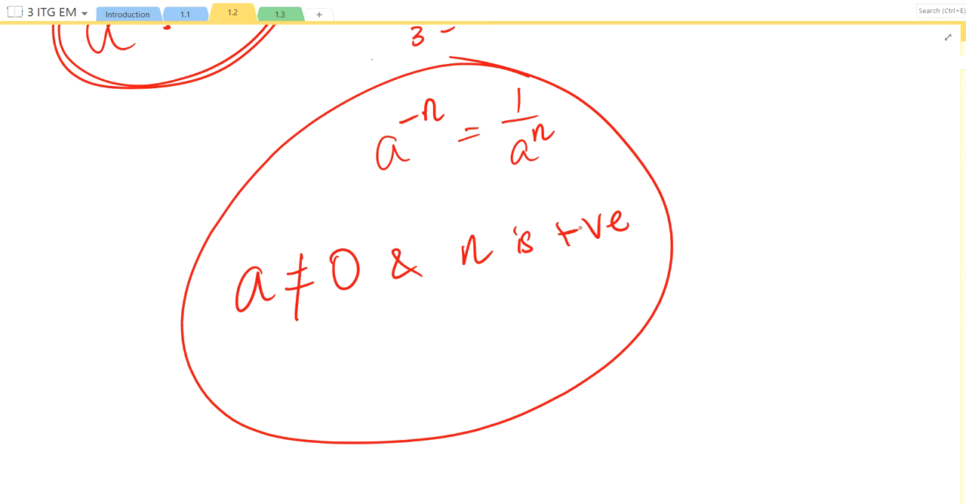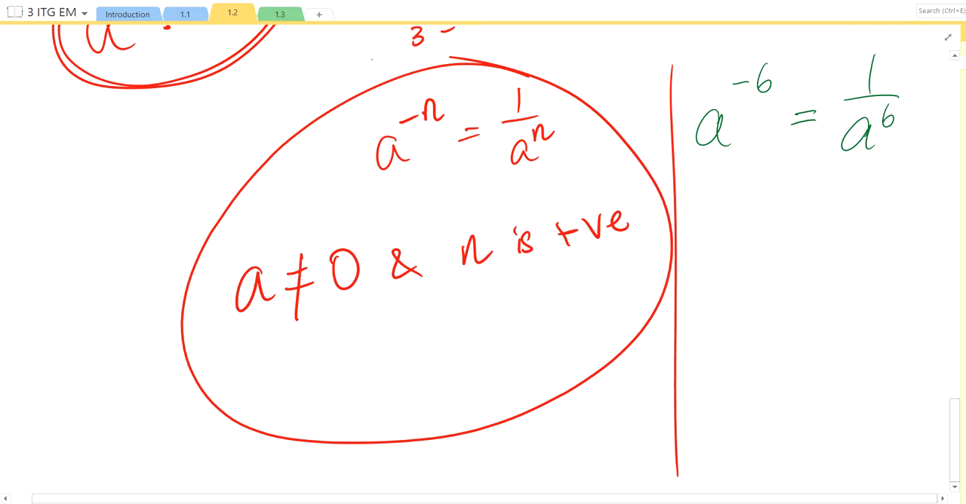Okay? Over here, n is positive. What happens if n is negative? Let's just see what this means. I've got A to the power of n, where n is positive, for example 6. So this gives me 1 over A to the power 6, right? This is how we know it to work.